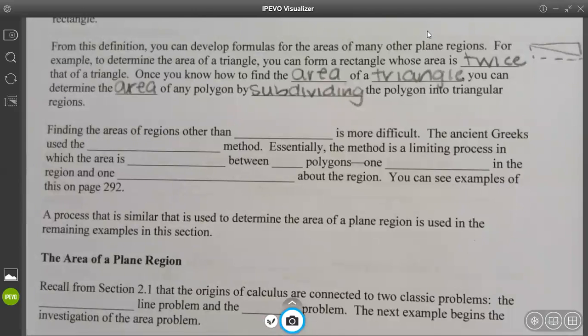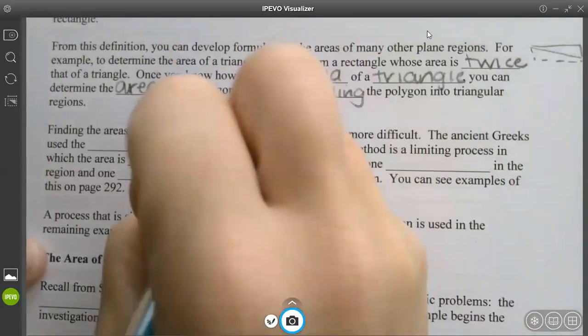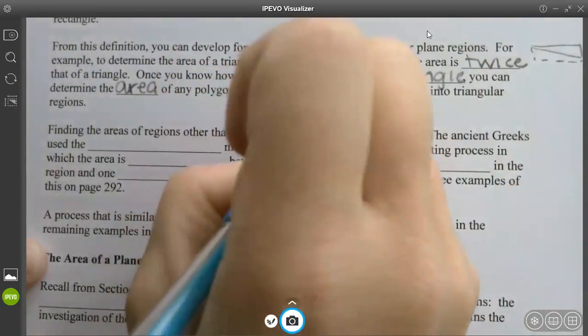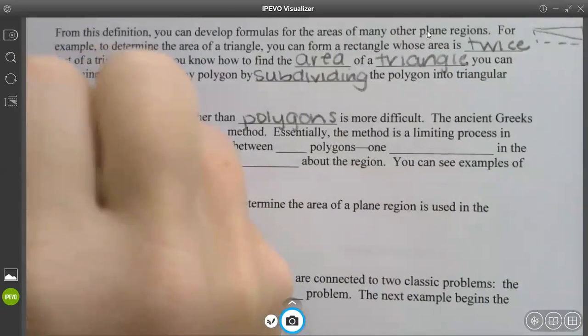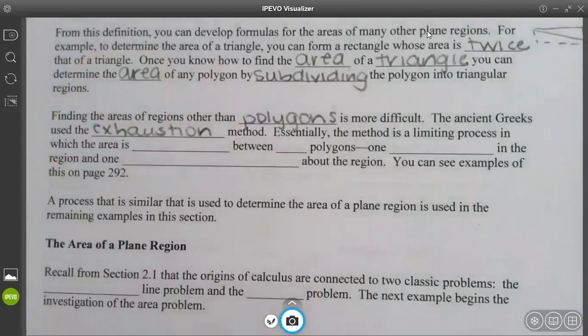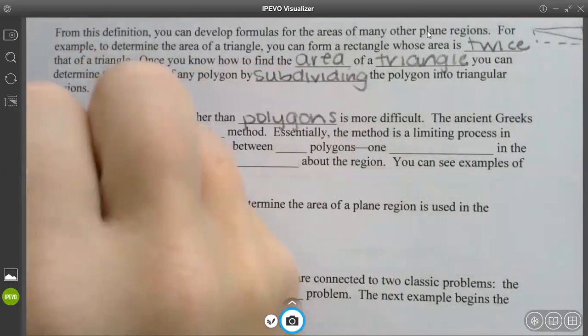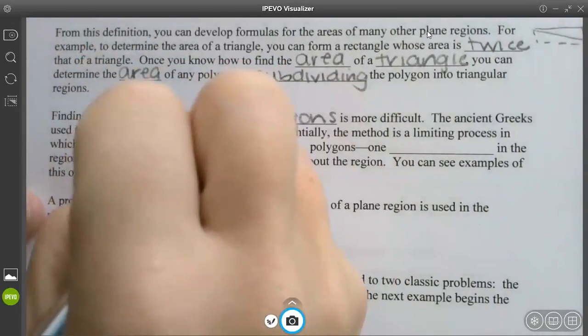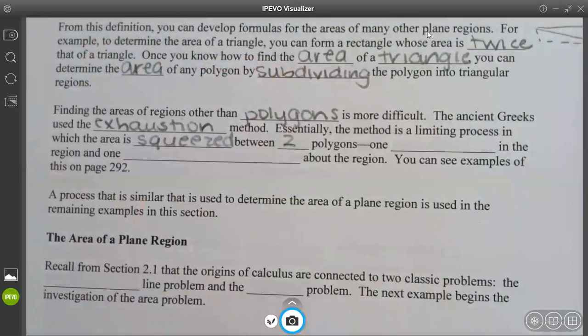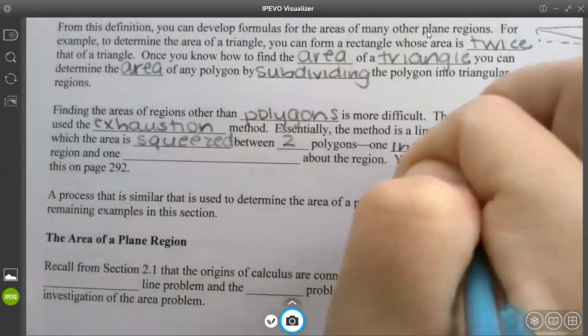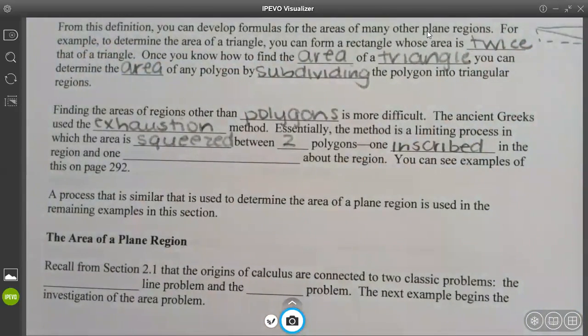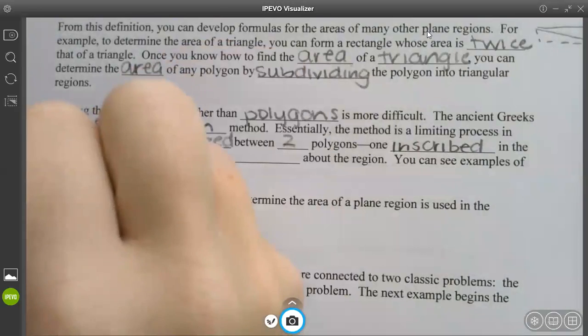Okay. All right. Finding the area of regions other than polygons is more difficult. The ancient Greeks used the exhaustion method. Essentially, the method is a limiting process in which the area is squeezed between 2 polygons, one inscribed. What does inscribed mean? Inside. So if you had a circle and you were trying to find the area, they would put something inside of that circle, in the region, and one circumscribed. Circumscribed means on the outside.